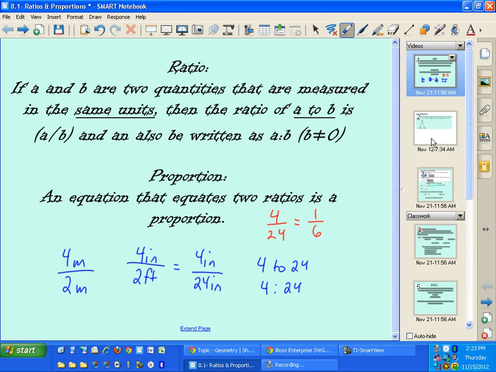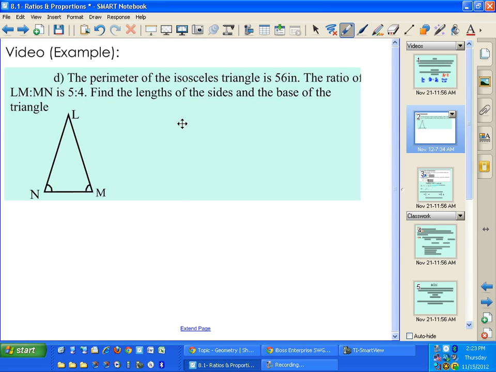So now we're going to use these ideas of ratio and proportion to help us solve a problem. In our first example, they're telling us that the perimeter of an isosceles triangle is 56 inches. The ratio of LM to MN is 5 to 4. Find the lengths of the sides and the base of the triangle.